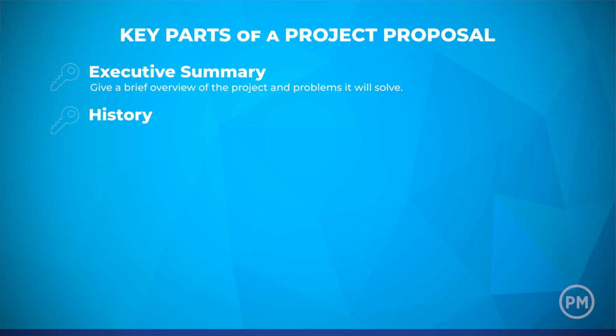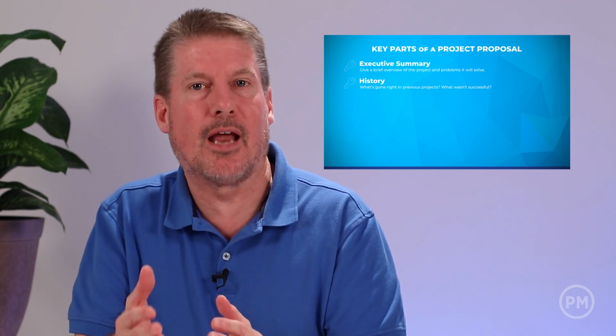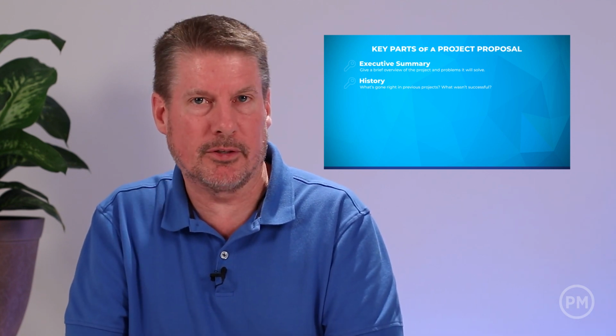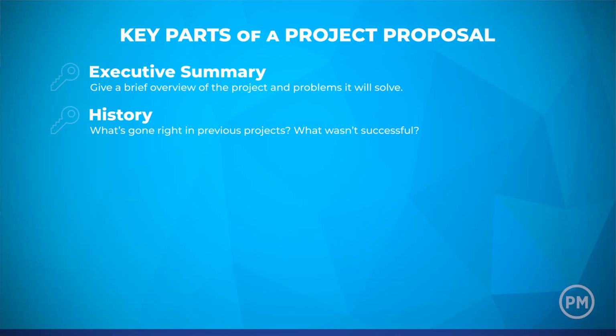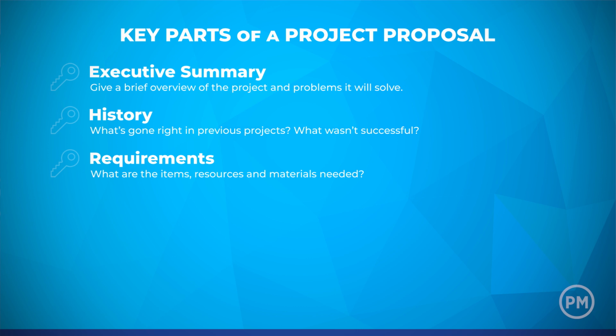In that section, it talks about what has gone right in previous projects that you've worked on, maybe some other projects the company has done that weren't successful, that you can now come in with this proposal and make them a success. So a little bit of the background and history on that. You're also going to talk about your requirements. What are the items, the materials, the resources that you need both internally and externally to help you execute on this project? Also, you're going to look at your solution, one of the most important parts of it.